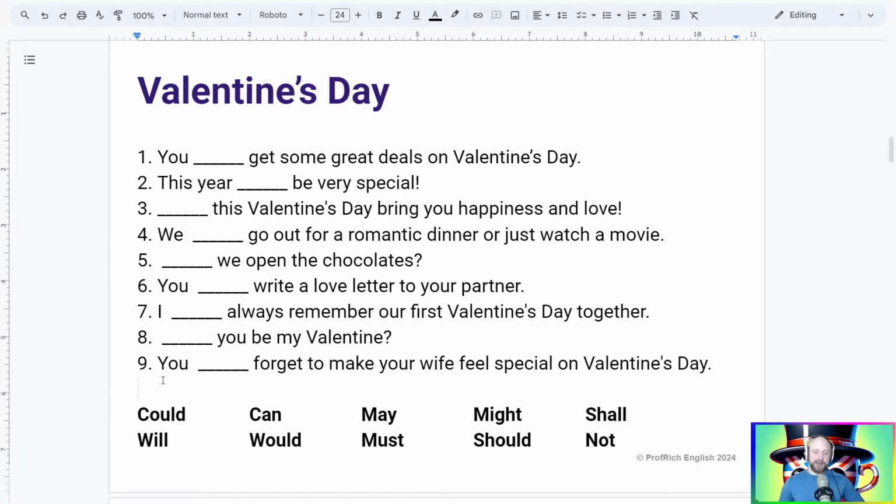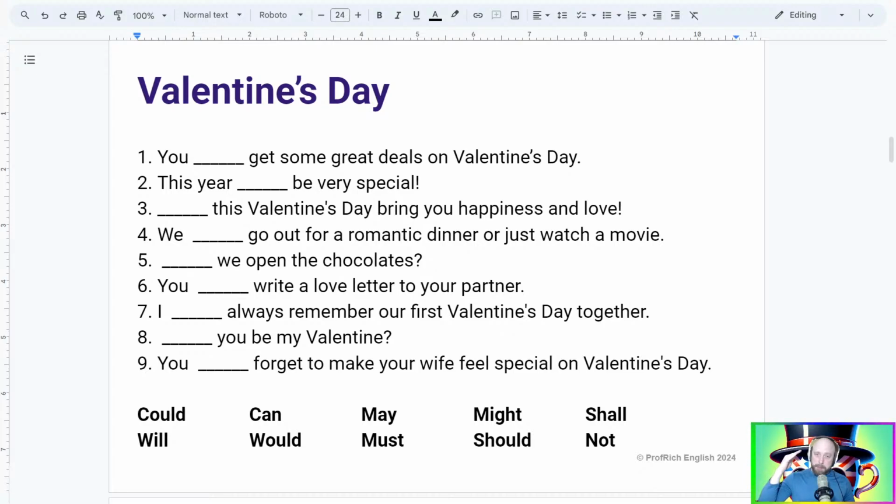I couldn't buy chocolates. I can't buy chocolates. I may not buy chocolates. I might not buy chocolates. I shan't buy chocolates. I won't buy chocolates. I wouldn't buy chocolates. I mustn't buy chocolates. I shouldn't buy chocolates. So with the negation, we have stress. With the affirmation, we don't stress.